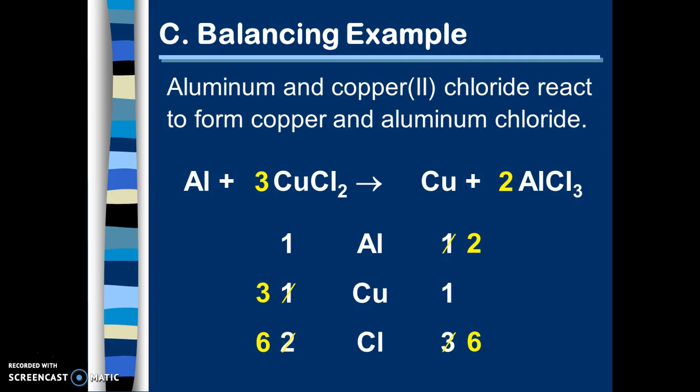So let's quickly go back here to the beginning when we wrote down the proper equation. Notice chlorine was the only element that was not balanced. Aluminum and copper were already balanced. But in the process of balancing the chlorine, I had to unbalance the copper and the aluminum in order to get the entire reaction balanced. And that's okay, because it's a step-by-step process.